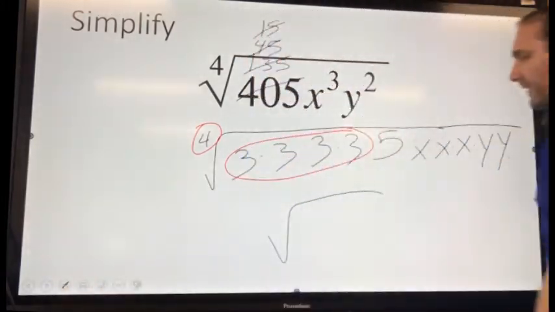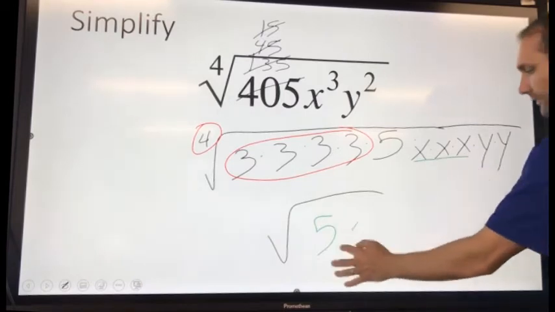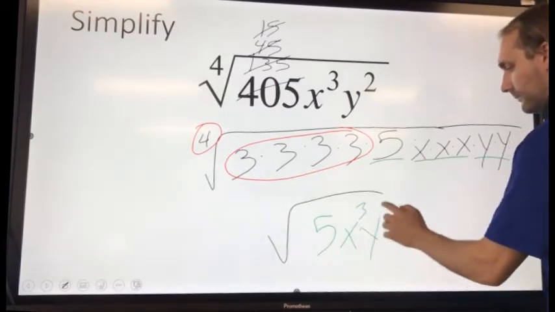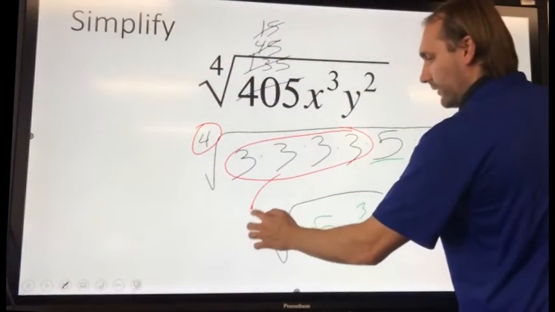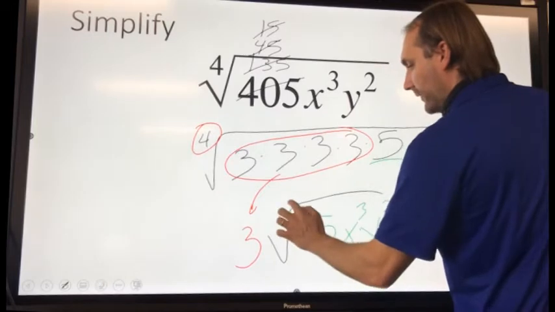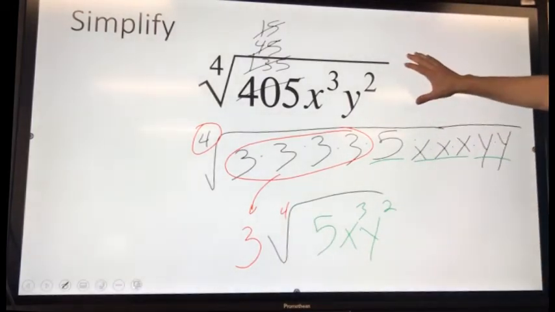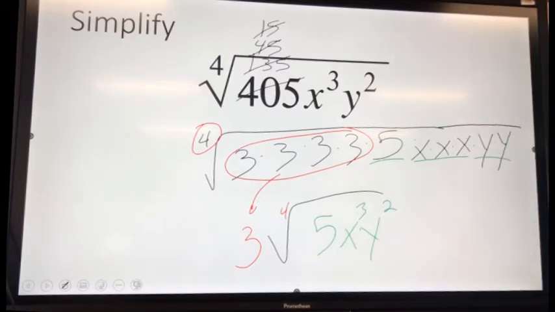So what stays inside? 5, x cubed, and y squared. Now what goes outside? Just a 3. And we're talking about the fourth root. So the fourth root of 405 x cubed y squared simplifies to 3 times the fourth root of 5 x cubed y squared. Like so.